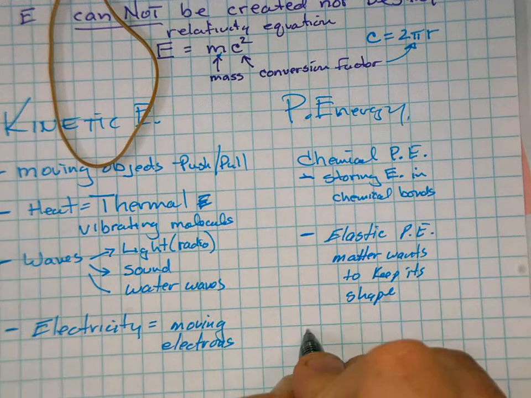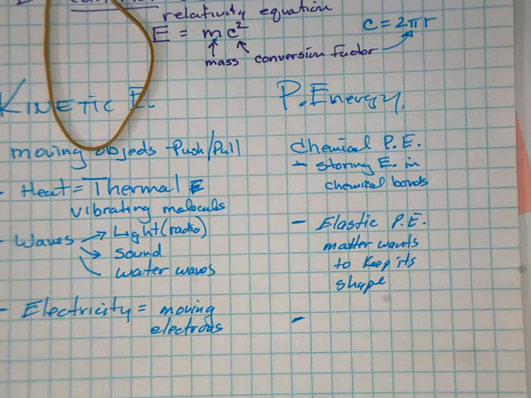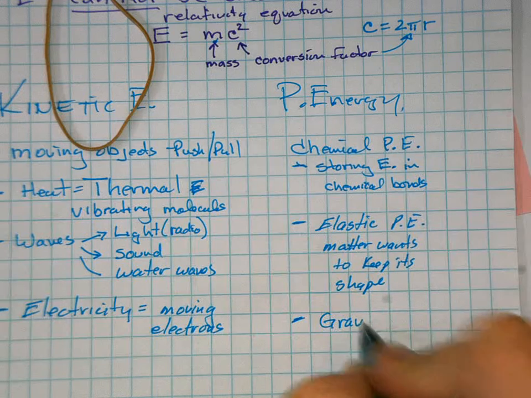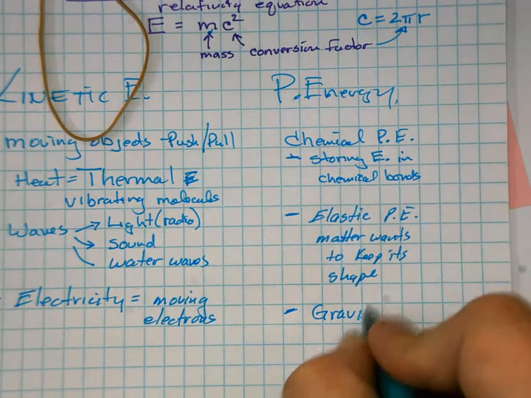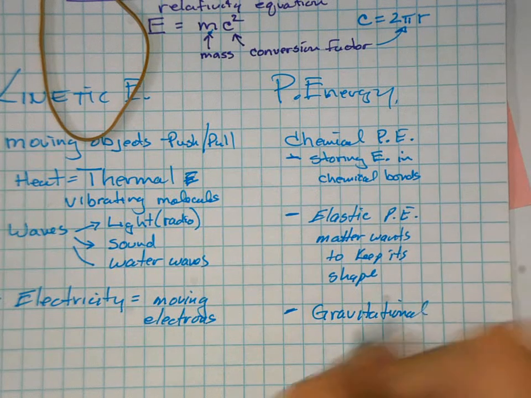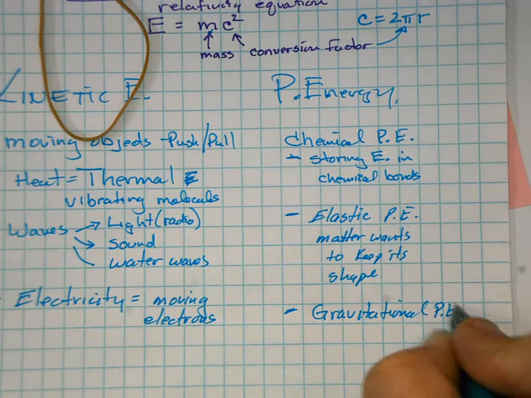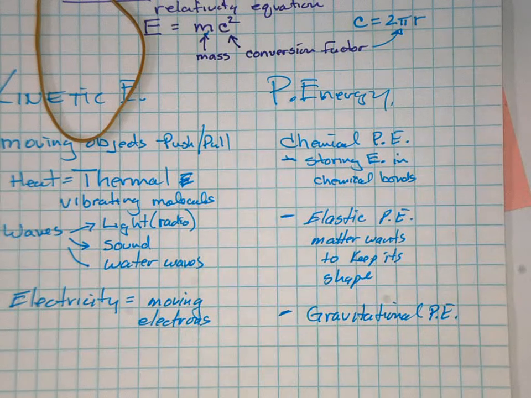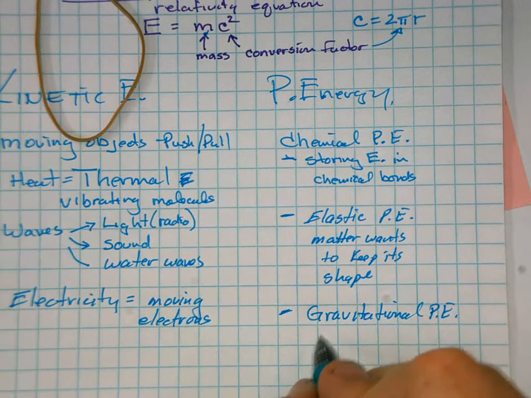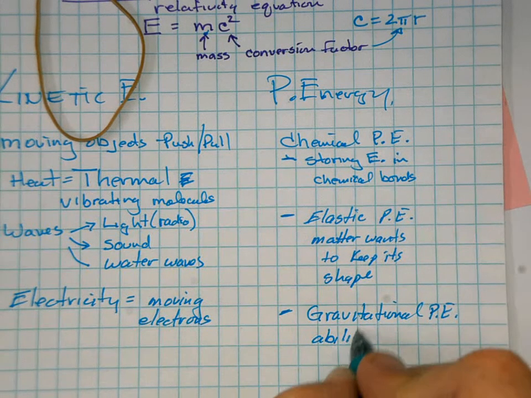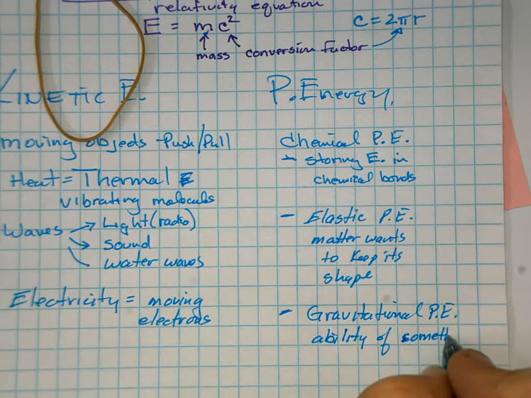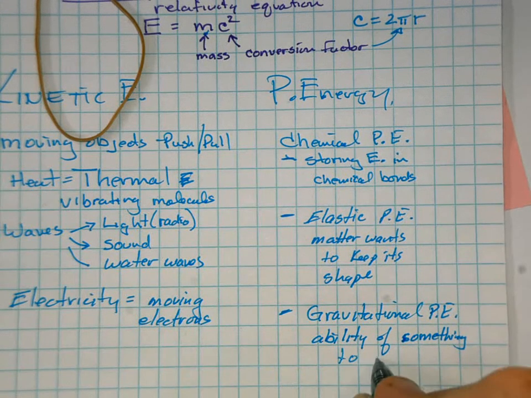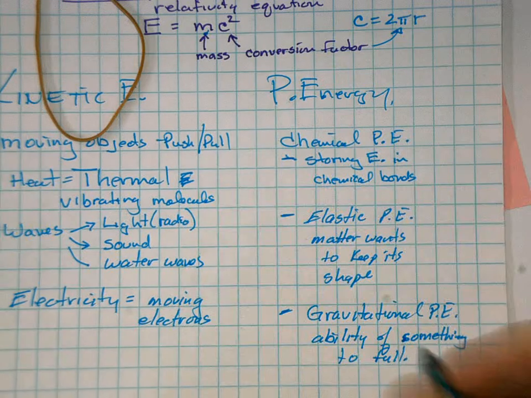And last one we're going to do, thank you for your attention, is gravitational potential energy. That's the ability of something that can fall. Gravitational potential energy, GPE. That's the ability of something to fall.